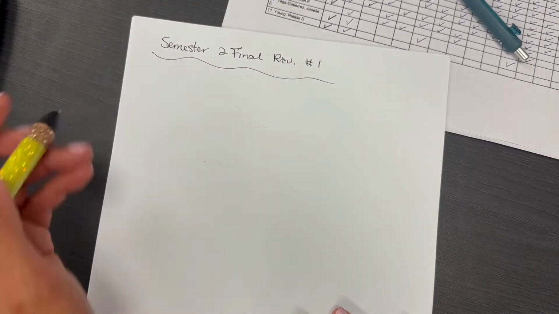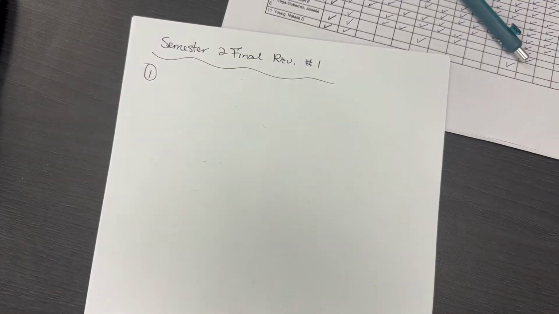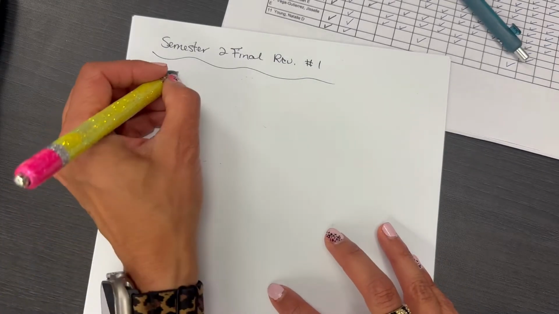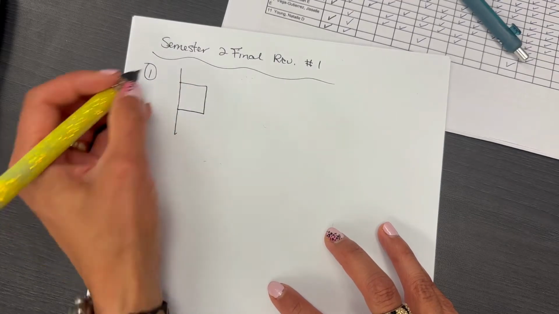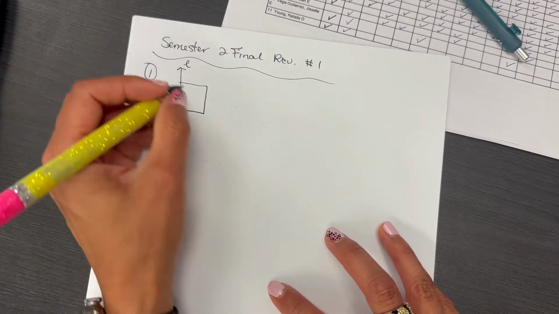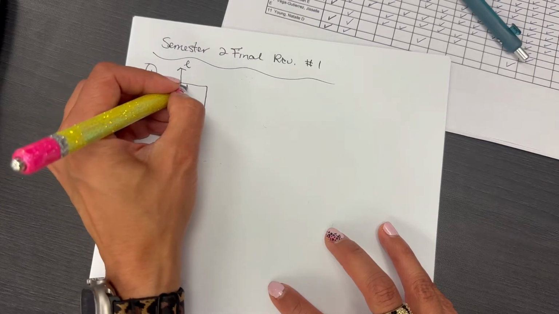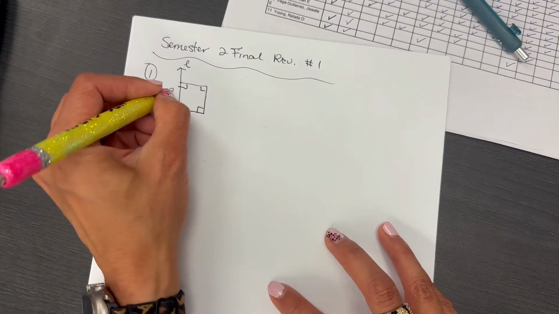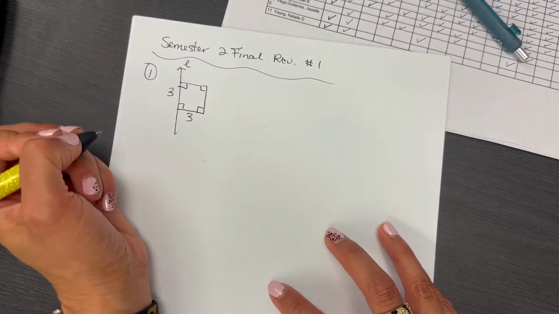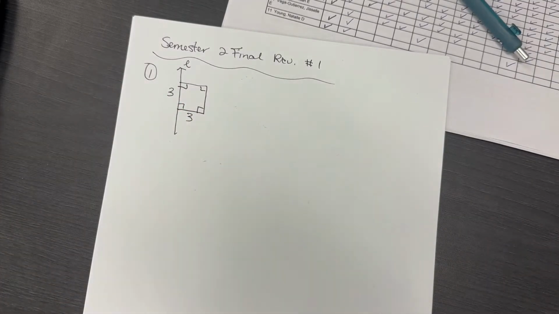All right, so our first question on the Chromebook says, consider the figure given below. If the square is rotated about line L, the solid object formed is a, well, you should draw a picture. So you have a square attached to a line L. A square means all the sides are the same and all the angles are 90-degree angles, and all the sides are 3. It's being rotated around line L.